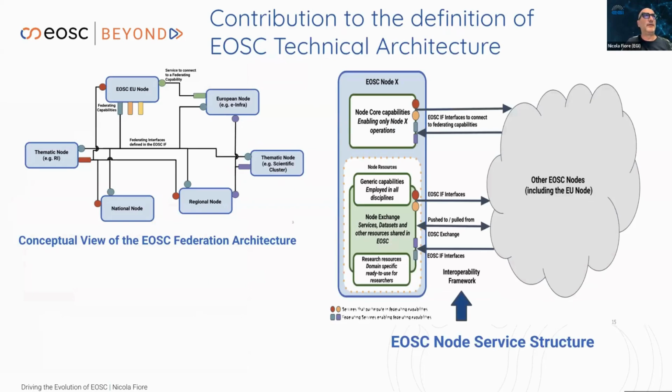It's important to highlight, talking about architecture, that we are moving from an architecture that was built just considering one node towards a federated architecture composed by different nodes that share services. So a node can share its capabilities, but can also use the capabilities supplied by the other nodes.